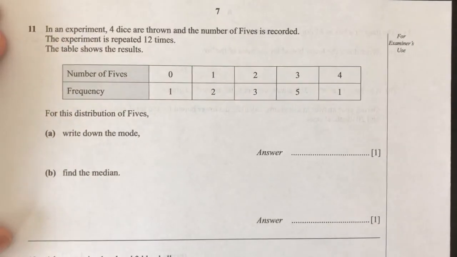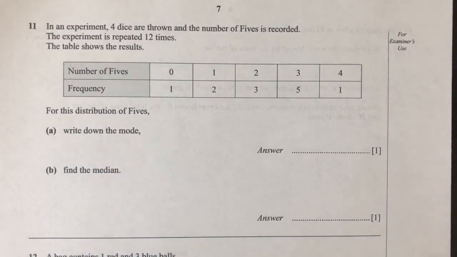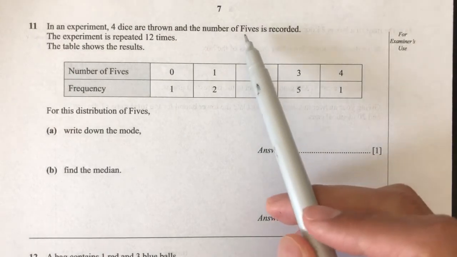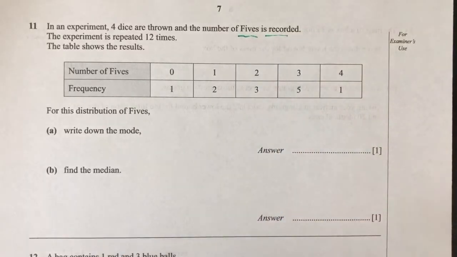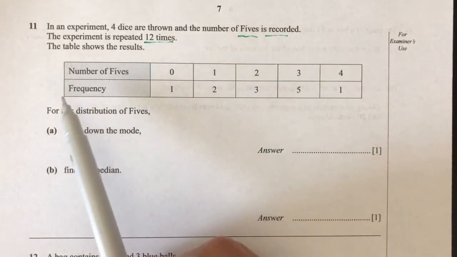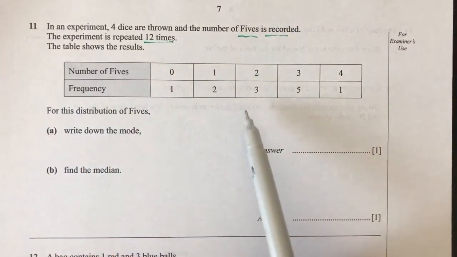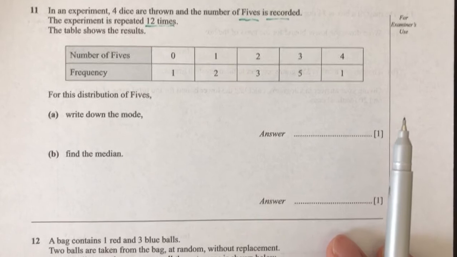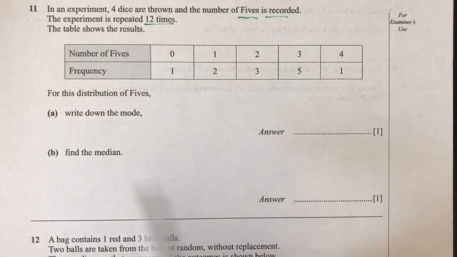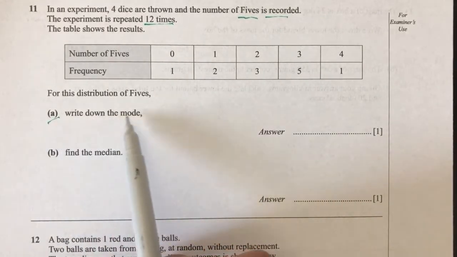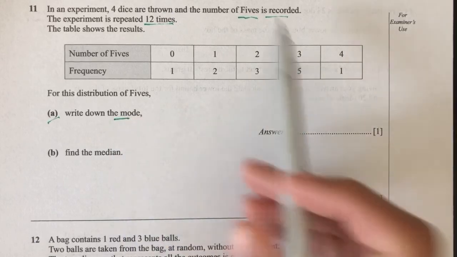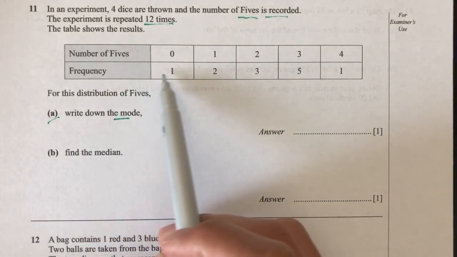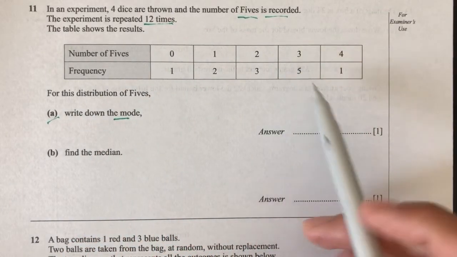Moving on to question number 11. In an experiment, 4 dice are thrown and the number of 5s are recorded. The experiment is repeated 12 times. The table shows the results. Okay, let's find the answers now. So part A, write down the mode of this experiment. So the mode is the most frequent. It is this one, so 3.